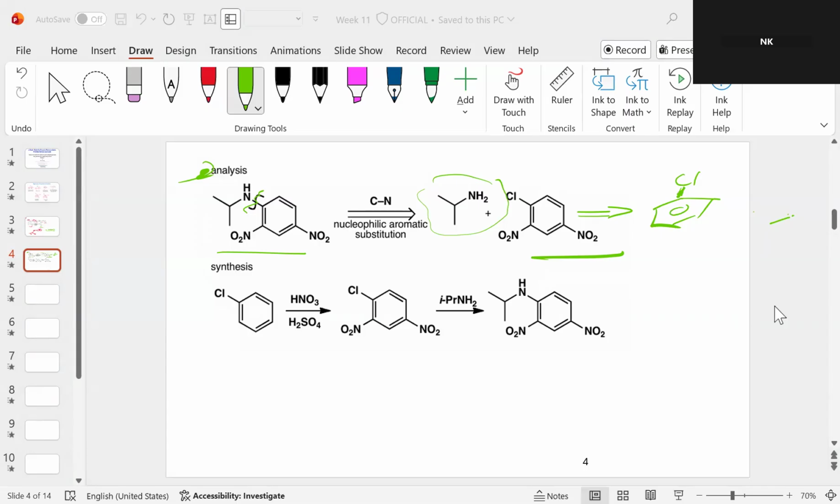The first step is the reaction of chlorobenzene with HNO3 in H2SO4. Basically, the nitro group gets attached at the ortho and para positions. We have added an excess of HNO3 and H2SO4, so we get this dinitro molecule, intermediate 1. When you treat this intermediate with isopropylamine, it is a C-N coupling reaction, and we can get our target molecule. So this is how different synthetic approaches have been used for the synthesis of this material.